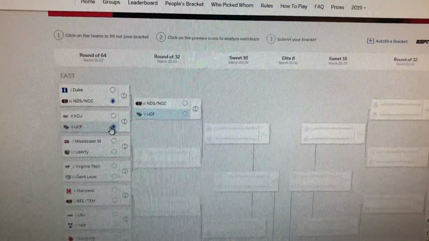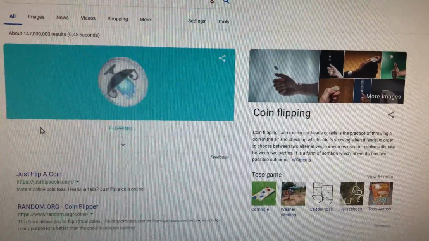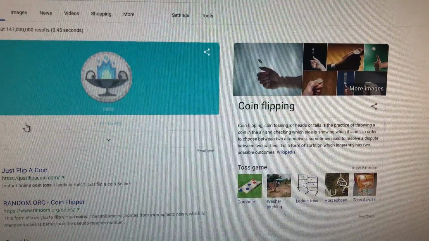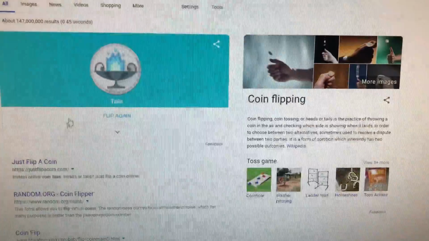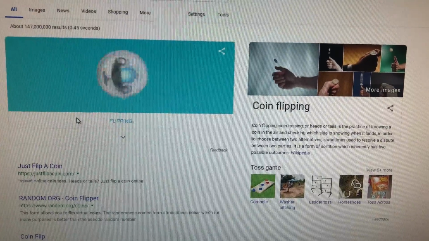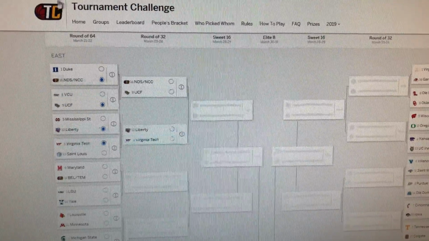I don't want to ruin all these upsets on these 8 and 9 games. Next up, we have Mississippi State and Liberty. We have Liberty. Wow, 3 tails in a row. Upset city. Next up, we have Virginia Tech and St. Louis. I think Virginia Tech's probably going to get the win here. Heads, yep. First heads of the challenge, but oh well.